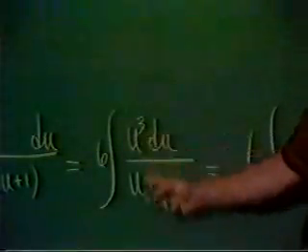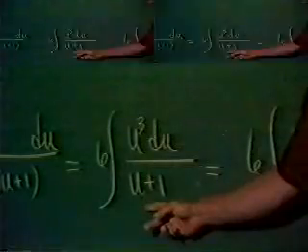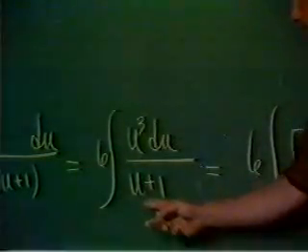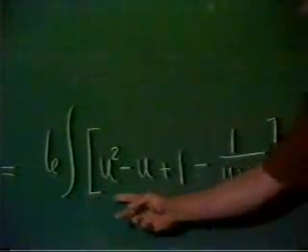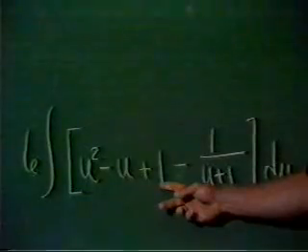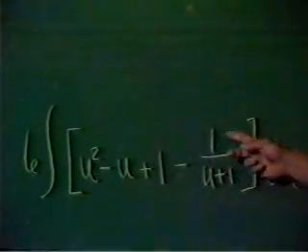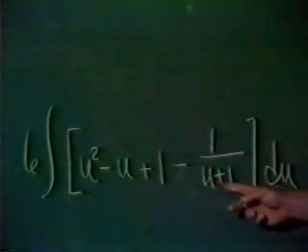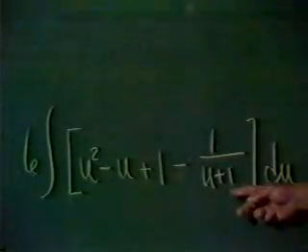The power in the numerator is greater than the power in the denominator. That says divide. Dividing, we get 6 times the integral of the quantity u squared minus u plus 1. This is the quotient. Minus 1, that's the remainder, over u plus 1, which was the divisor.